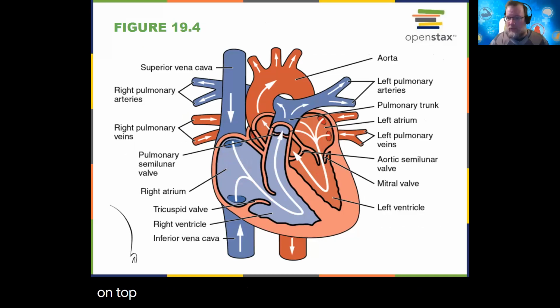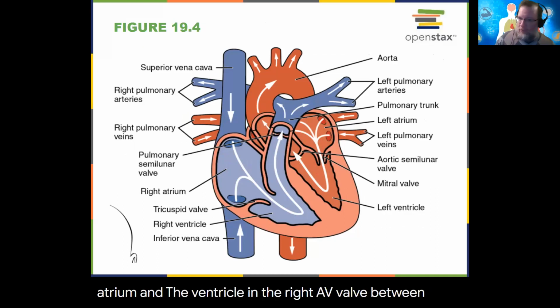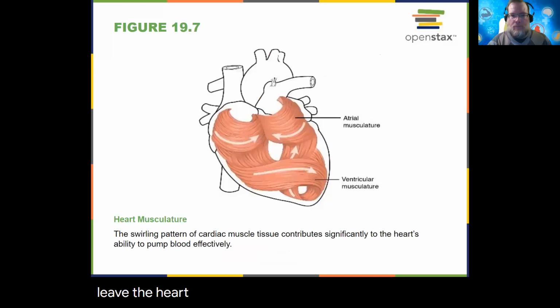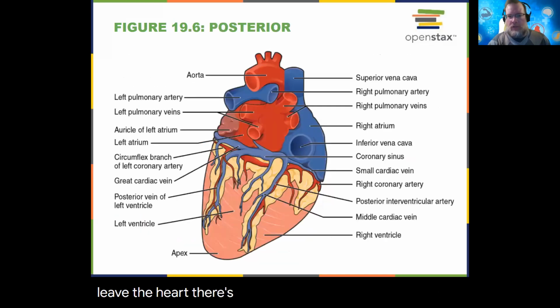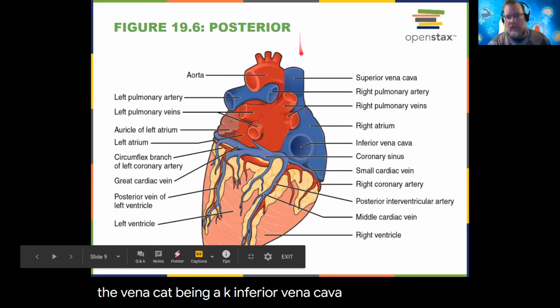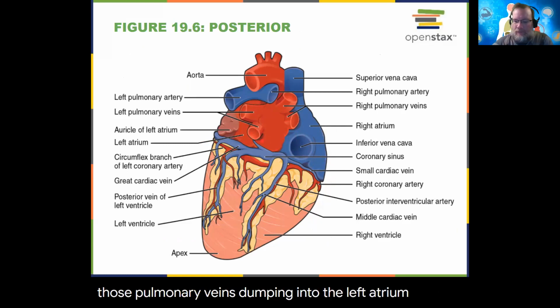Atrium on top, ventricles on the bottom. AV valve in between the atrium and the ventricle on the right, AV valve between the atrium and ventricle on the left, and then two valves as we leave the heart. And there's a posterior view, same thing. You see the vena cava, inferior vena cava, superior vena cava, all dumping into the right atrium. And then we see those pulmonary veins dumping into the left atrium. This is a posterior view, looking at the heart from the back.